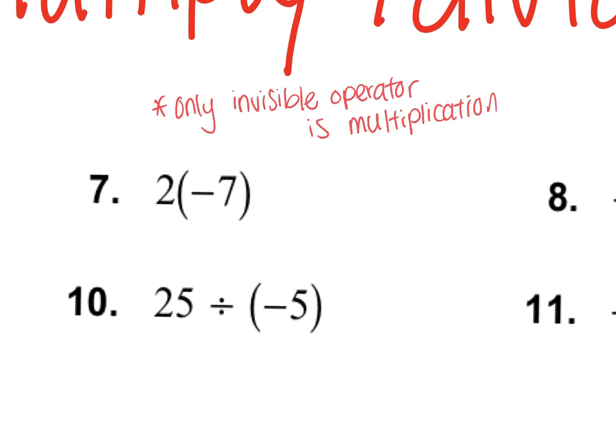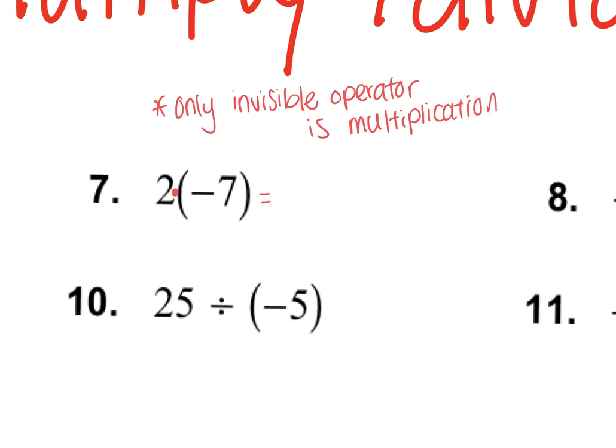Now, your operators are addition, subtraction, multiplication, and division. For three of them, addition, subtraction, and division, the operation needs to be written down. For multiplication, sometimes it doesn't. For example, there's no operator going on between the 2 and the -7. But whenever you have a number next to parentheses, it always means multiply. So we're going to multiply this by -7.